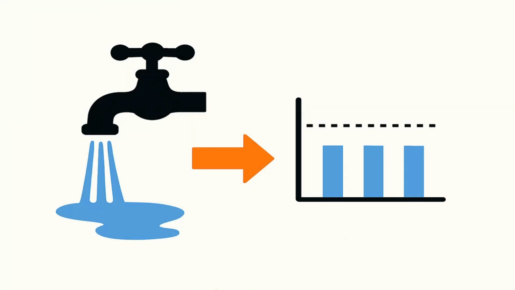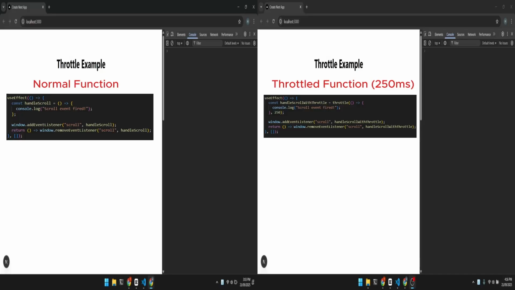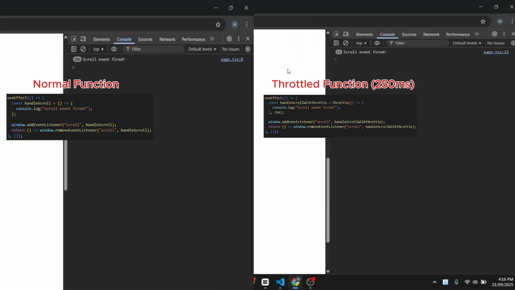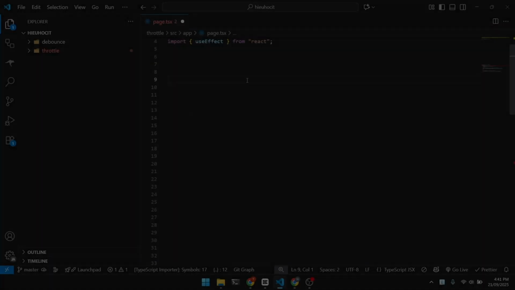Similarly, throttle ensures a function runs at most x times in y duration, regardless of how many times the event fires. Let me show you this visually. Here's what happens when events fire rapidly. See the difference? Normal functions fire with every event, but throttled functions maintain a steady, controlled pace.